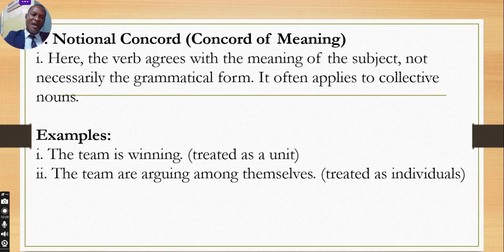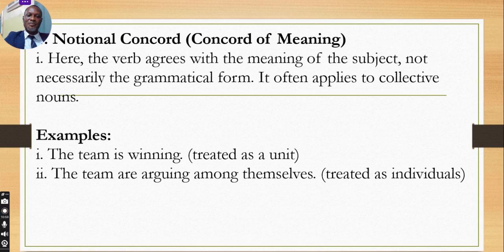For example, a collective noun like team. The team is winning. You can't say, for a team like Arsenal, the team are winning. No, team is a singular noun in this place, and it is treated as an entity or a unit. So it must take the verb is, not are.